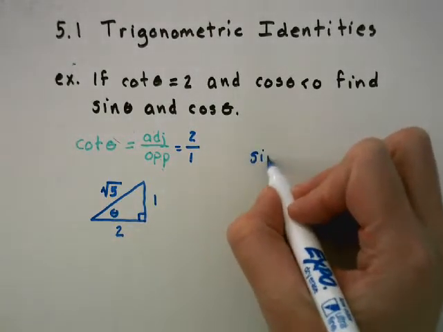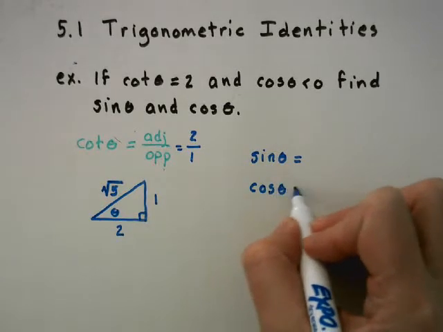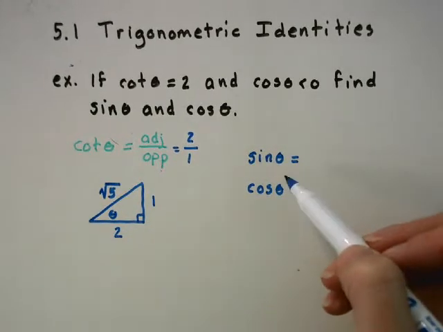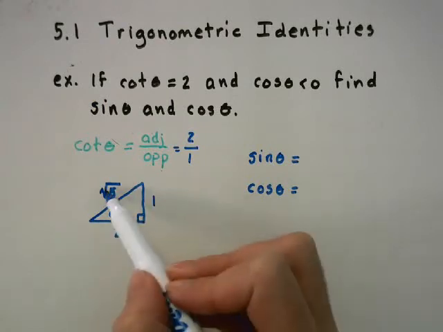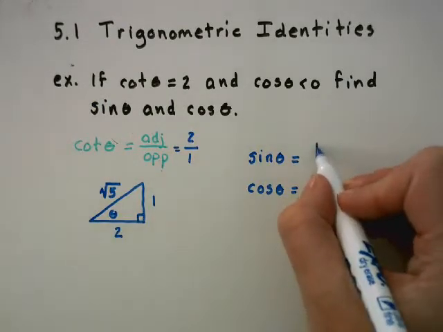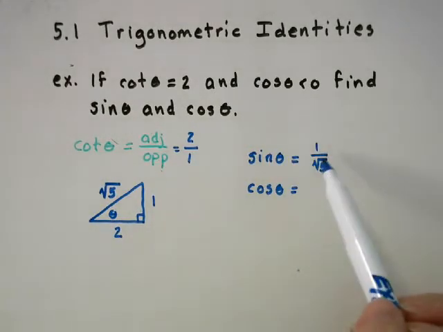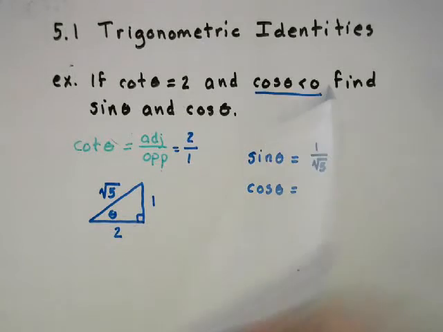So from there, sine of theta, cosine of theta. So sine of theta is going to be the opposite over the adjacent. So that's going to be 1 over root 5. Now, before I move on, and I will rationalize this, there's this other piece of information here. Cosine is less than 0.